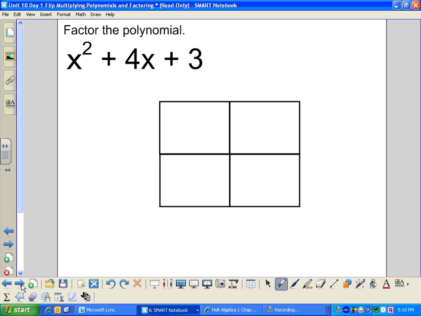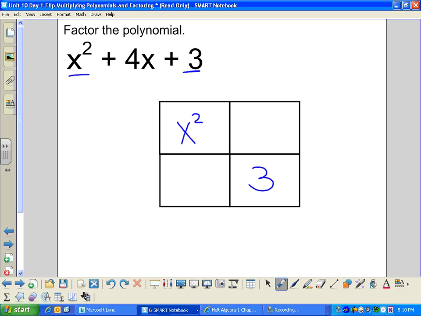Now we're going to talk about factoring, which means we're going to take a trinomial and try to break it apart into its two binomials that created it. So there's some things that we kind of know already. One thing I know for sure, because we've noticed this pattern, is that where do you think this x squared is going to go? Here, right here. I'm going to have an x squared. And I know that this 3 is going to go here.